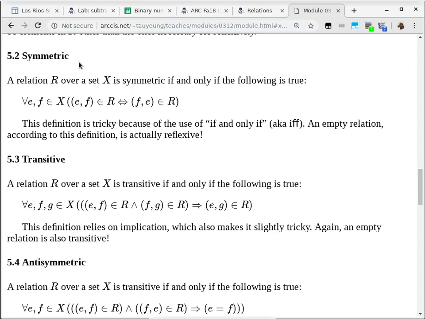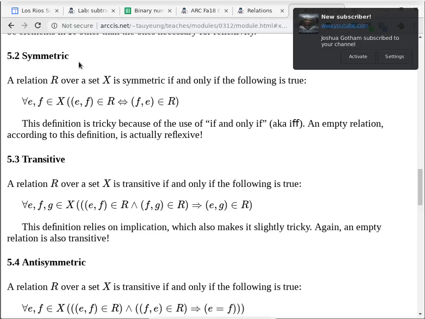So that's why an empty relation where there's nothing in it is automatically symmetric, because both are guaranteed to be false. No matter what E or F you choose from X, EF has to be missing from R, and FE is also missing from R, which is fine because false if and only if false is true.